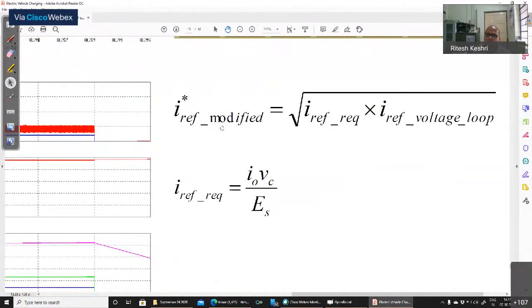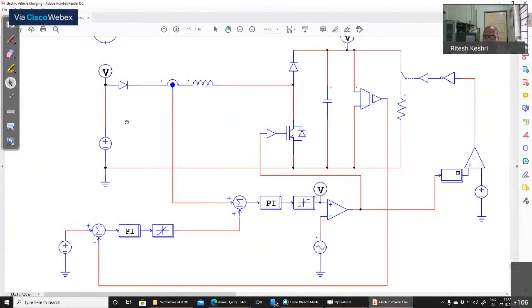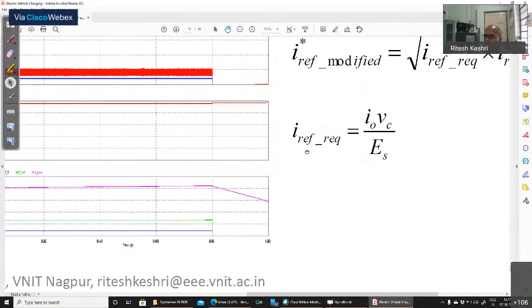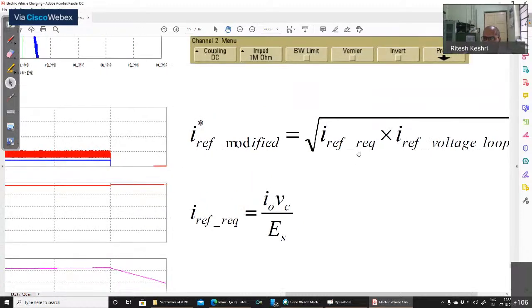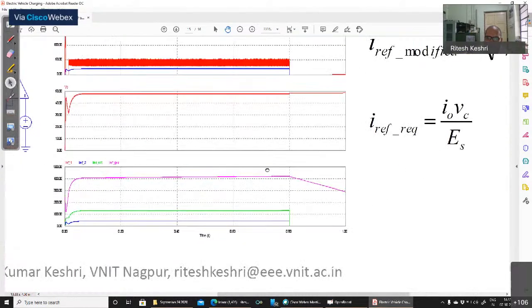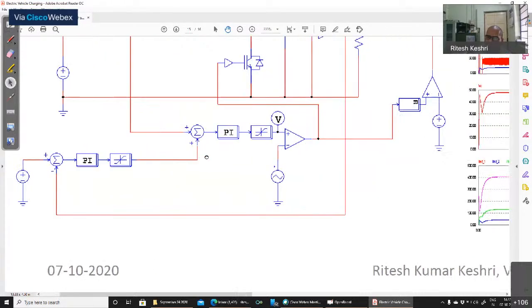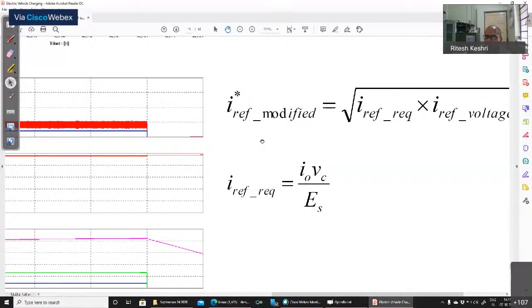We try to modify the reference, and for that we have measured the output power and the input power. From that, VO times IO divided by the input side voltage, we have calculated the reference required. So what is your power requirement according to the control? Then we multiply that reference with the reference generated by the voltage loop, because this was very high. If you multiply and take the square root, the variable you get will be quite low.